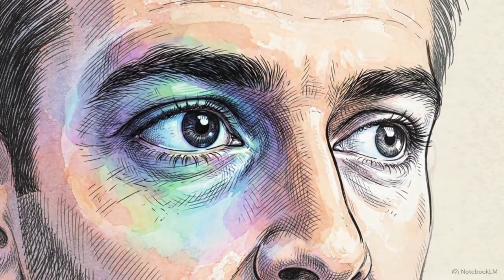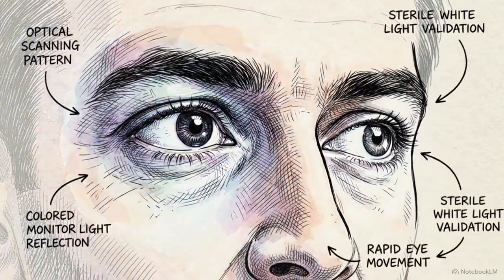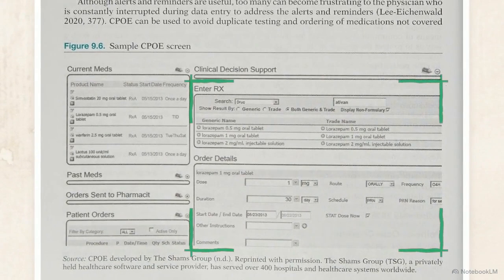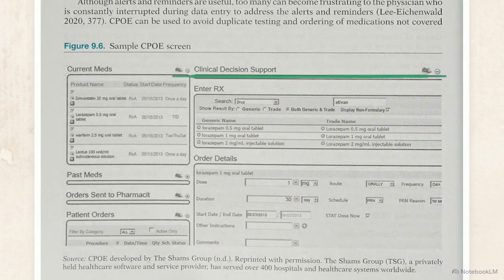Imagine a doctor prescribing medication to a patient with a complex history. This is a sample screen of a computerized provider order entry, or CPOE system. It is the primary interface for the physician's action, functioning as an active filter for every order entered. The CPOE's intelligence relies on the clinical decision support system operating in the background.